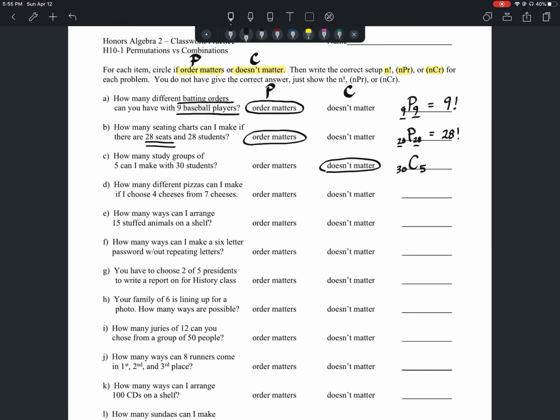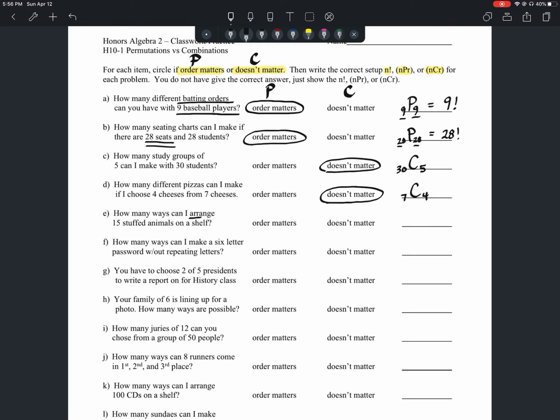Letter D, how many different pizzas can I make if I choose 4 cheeses from 7 cheeses? Okay, so the order that we put the cheese on the pizza isn't going to matter. It's just what cheeses we're putting on there. Therefore, again, this is a combination. It's 7C4.